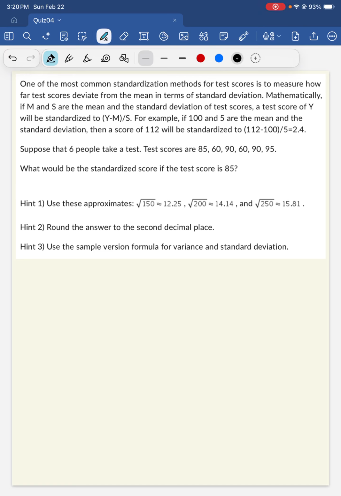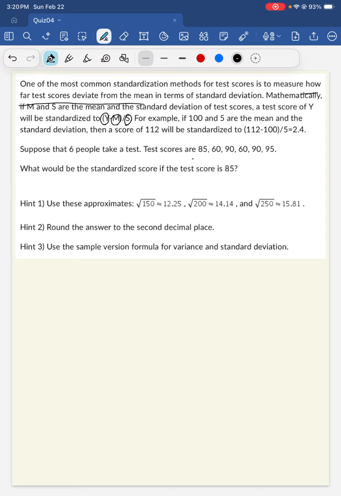This question explains how to calculate standardized test scores. So the idea is simple. When y is your score, and m is the mean, the average score, you subtract m and the difference is divided by the standard deviation. This measures how far your test score deviates from the mean, in terms of standard deviation. If your score is greater than the mean, it'll be positive, lower than the mean, negative.